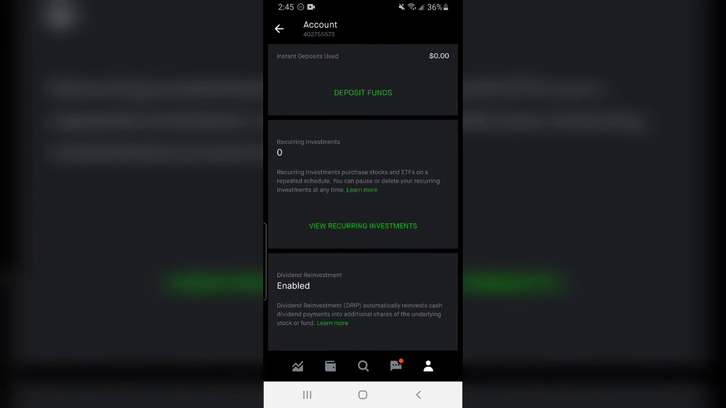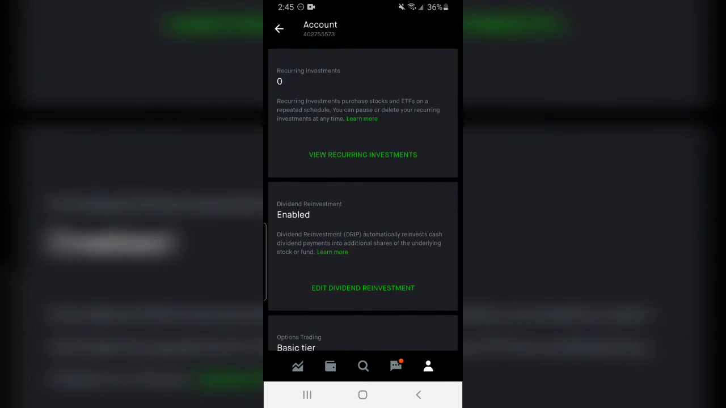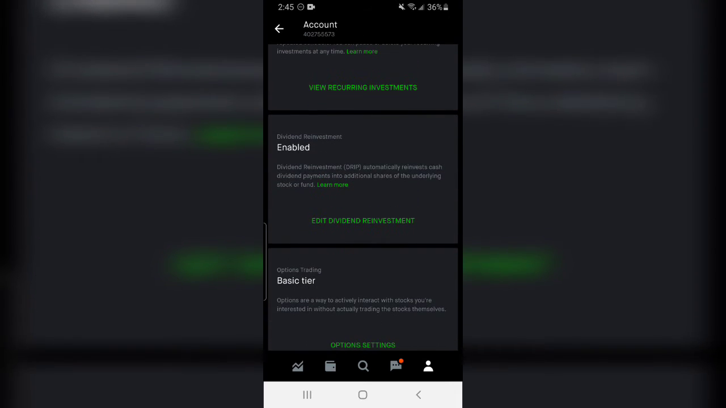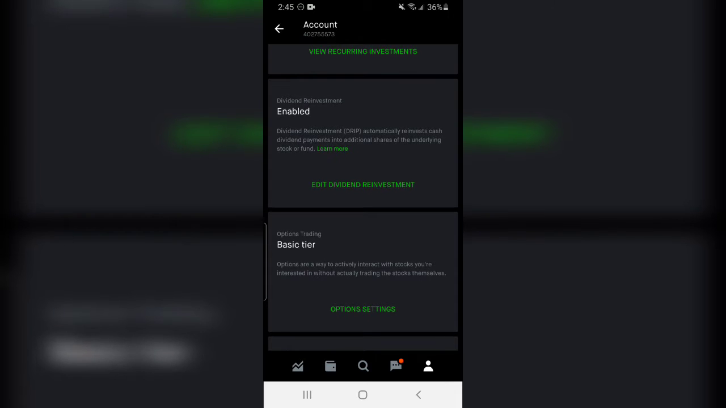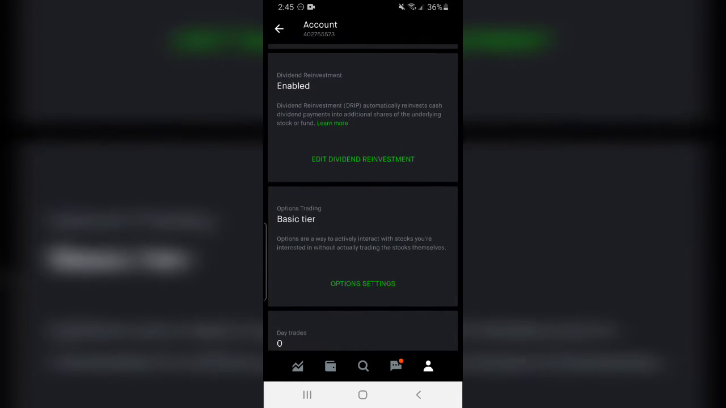You also have your recurring investments, so Robinhood will invest for you over time if you want it to. You can also enable the same with your dividends, to have them reinvested back into your stocks. This is called DRIP, a dividend reinvestment.